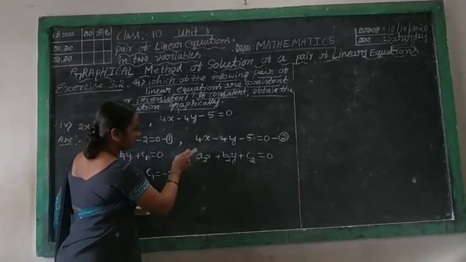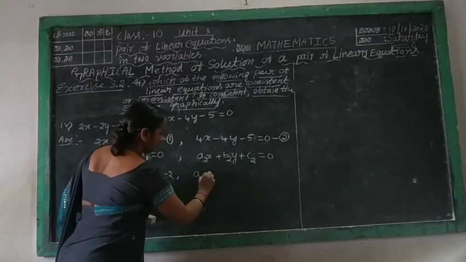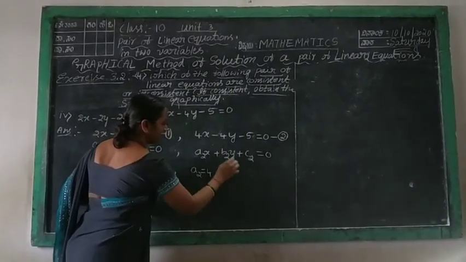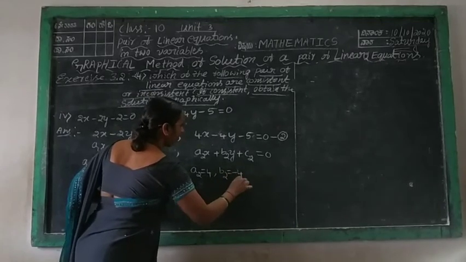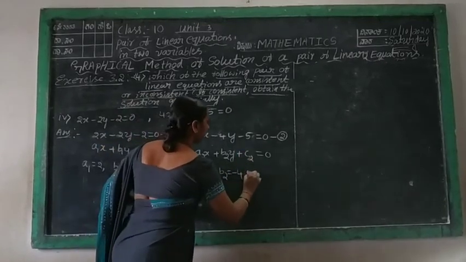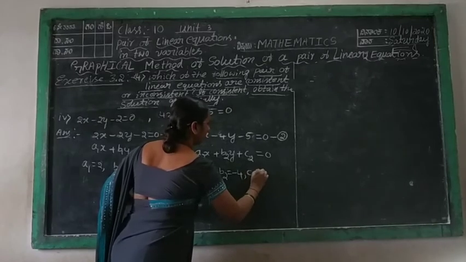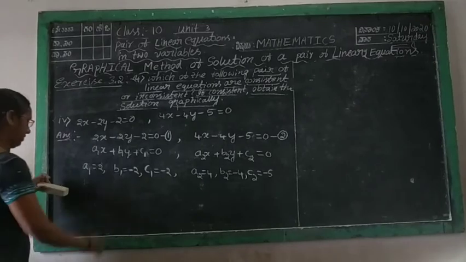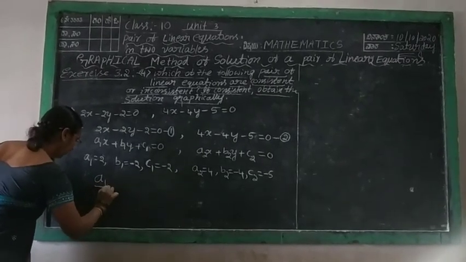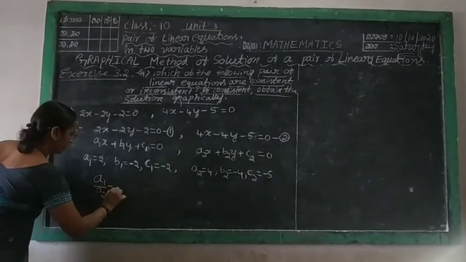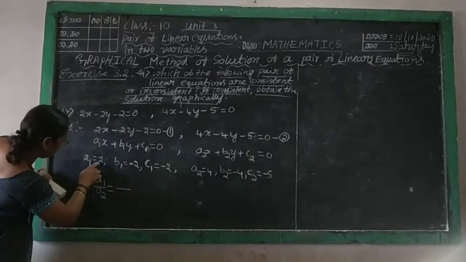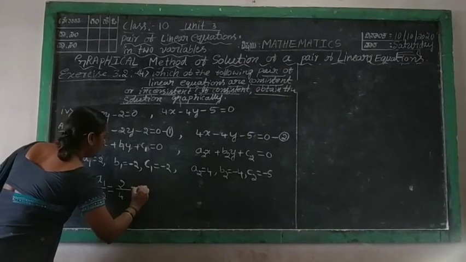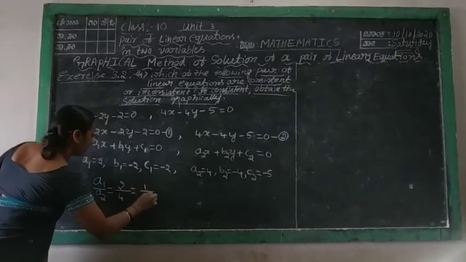Then a2 is 4 for equation 2, the coefficient of x. Then b2 is minus 4, the coefficient of y. Then c2 is minus 5. In ratio form, a1 is 2, a2 is 4, dividing it will give 1 by 2.